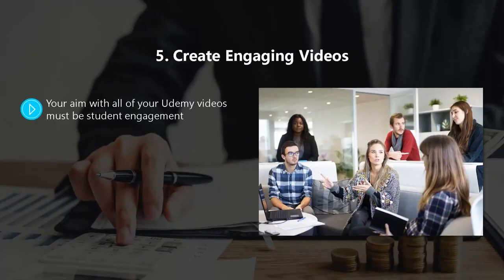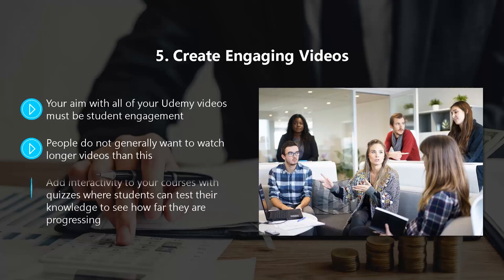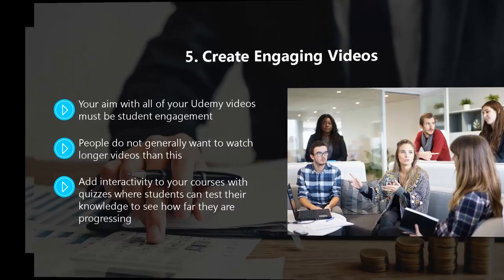5. Create engaging videos. Your aim with all your Udemy videos must be student engagement. Make each of your videos less than 10 minutes. People do not generally want to watch longer videos than this. Add introduction and conclusion slides to each video so that students know what they are going to learn, and then receive a summary of learning points at the end. Add interactivity to your courses with quizzes where students can test their knowledge to see how far they are progressing. Add stories to your videos where you can. Everyone loves stories, and this will help to drive up your engagement levels.